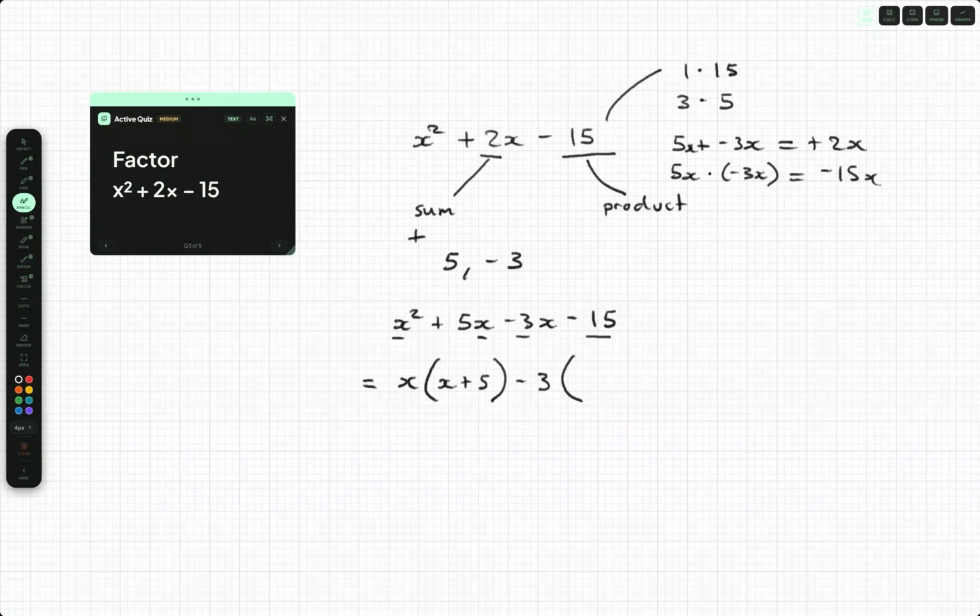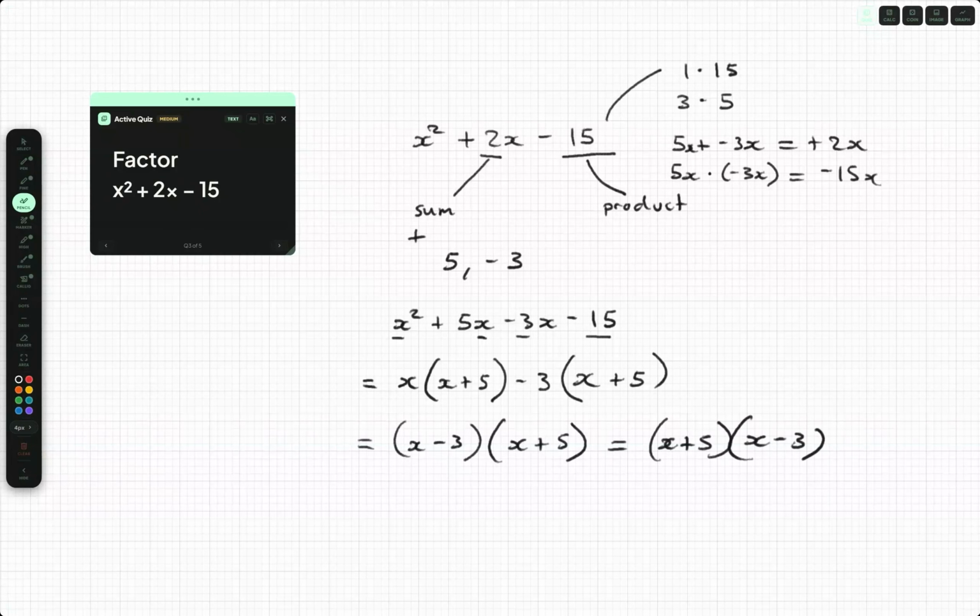And then negative 3x divided by negative 3 is just x. And minus 15 divided by minus 3. A negative divided by negative will just be positive. So you can do 15 divided by 3, which is just 5. Okay, now because they're both being multiplied by essentially the same binomial, we can rewrite this as x minus 3 times x plus 5. And just if I wasn't clear, this is exactly the same as x plus 5 times x minus 3. Those two are equivalent.